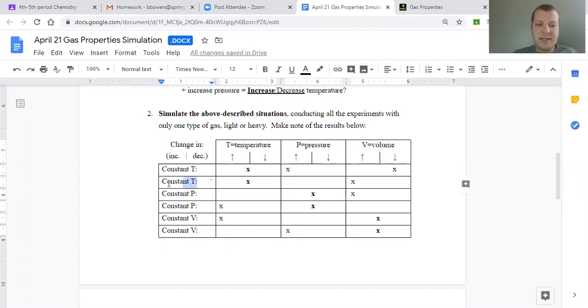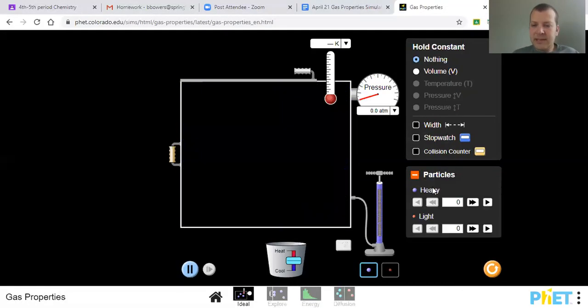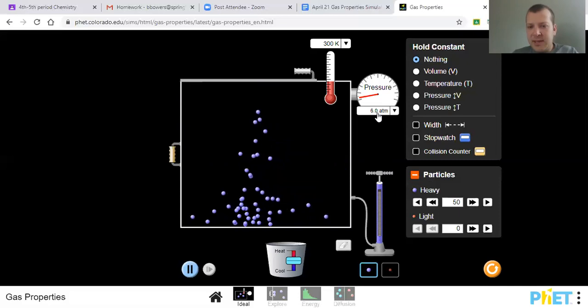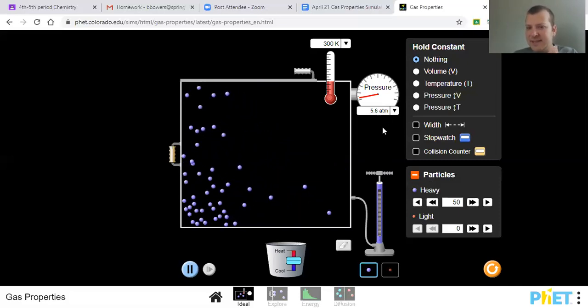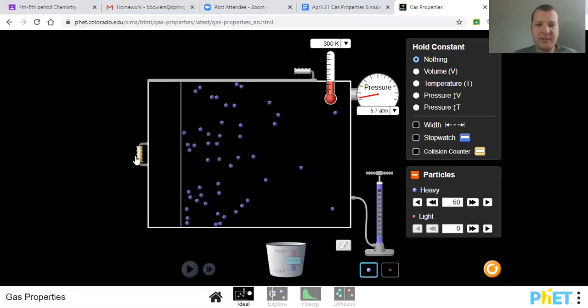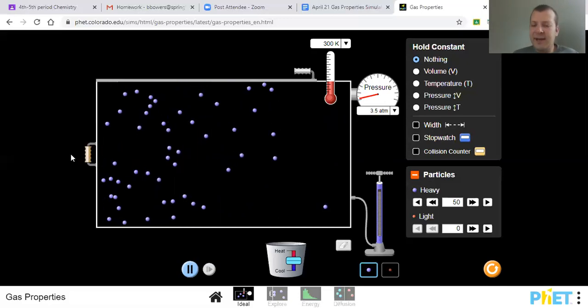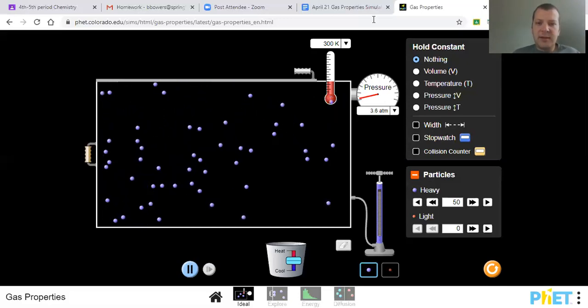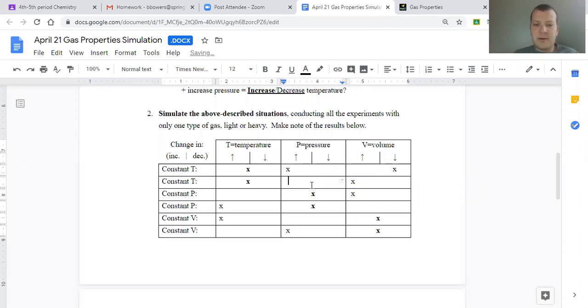Next one, constant temperature again. However, this time we're going to increase the volume. So I'm going to restart and add some particles. My pressure right now is about 5.56. It fluctuates. However, what happens if I increase the volume? How I do that is I pull this handle here. What happened? It went down, right? So what you are going to do is put down pressure. That's how you solve that. That's how you increase or decrease pressure, and that's how you solve for volume.